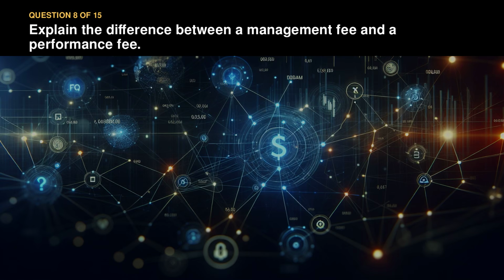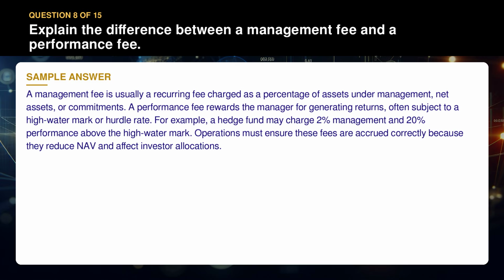Question 8. Explain the difference between a management fee and a performance fee. A management fee is usually a recurring fee charged as a percentage of assets under management, net assets, or commitments. A performance fee rewards the manager for generating returns, often subject to a high watermark or hurdle rate. For example, a hedge fund may charge 2% management and 20% performance above the high watermark.